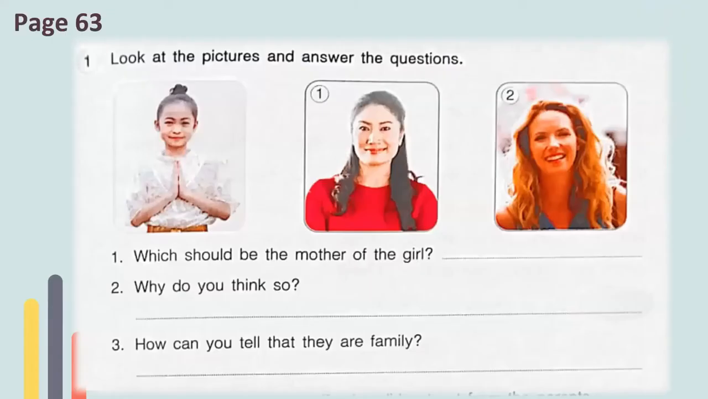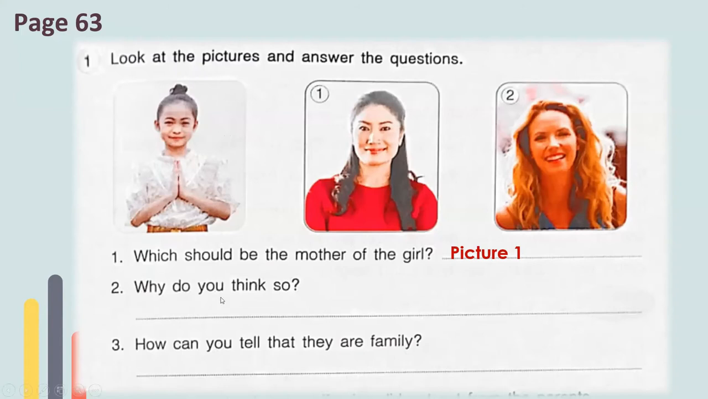For your activity, you can open your book to page 63. So on page 63, you can see this page and it says, look at the pictures and answer the questions. So you can see here a picture of a child and two mothers. The first question says, which should be the mother of the girl? So looking at the girl and looking at the two mothers, who do you think is the mother of this girl? Is it picture one or picture two? If you said it's picture one, then you are correct. So it's basically picture one.